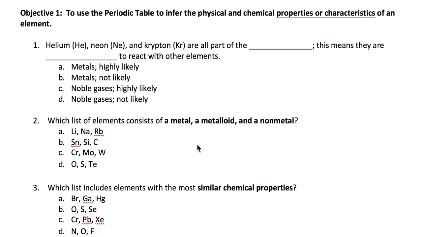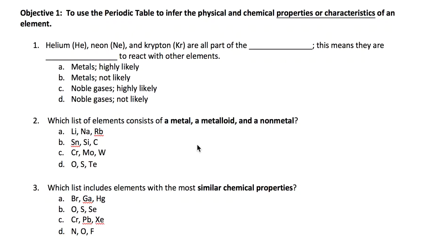Objective 1. To use the periodic table to infer the physical and chemical properties or characteristics of an element. Question 1. Helium, neon, and krypton are all part of the blank. This means that they are blank to react with other elements.